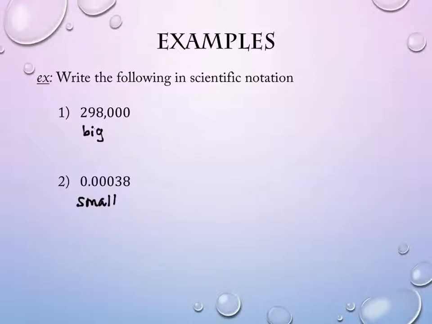Taking a look at the number 298000, where could I place a decimal point so that I create a number that's between 1 and 10? Where could I put a decimal point?